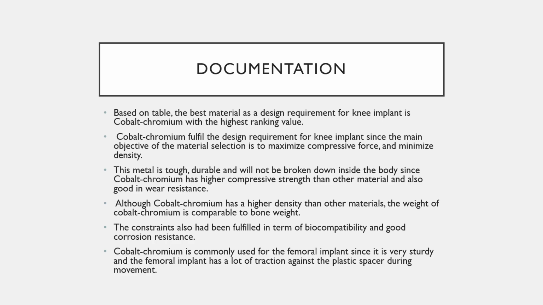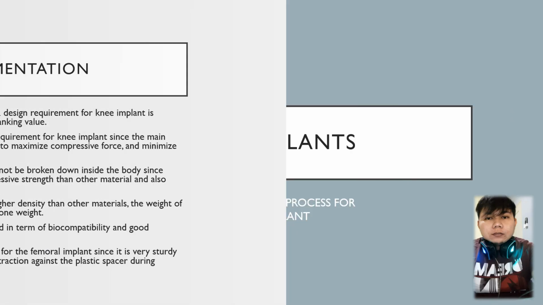Although cobalt chromium has a higher density than the others, it is comparable to bone in weight, and the constraints are also fulfilled in terms of biocompatibility and corrosion resistance. However, cobalt chromium is commonly used for the femoral implant since it is very sturdy, and the femoral implant has a lot of traction against the plastic spacer during movement.